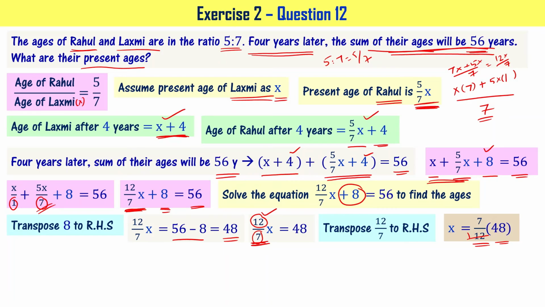This is 1 time and 4 times, right? Now, I can write it as x equal to 7 times 4, that is equal to 28. Now, we got the present age of Lakshmi, that is x equal to 28, right?